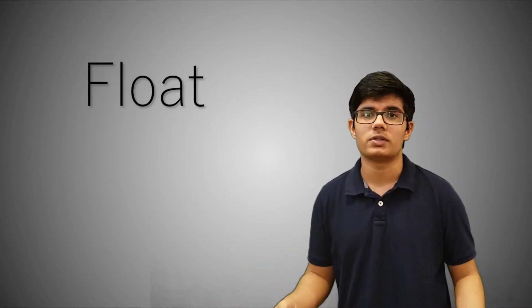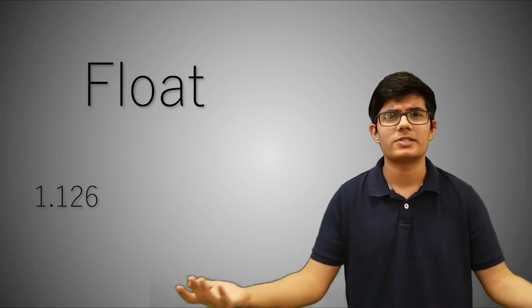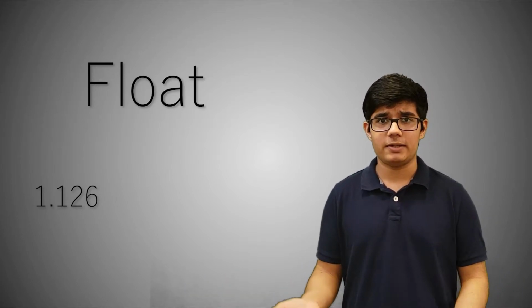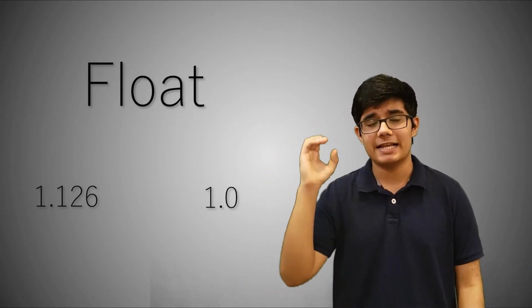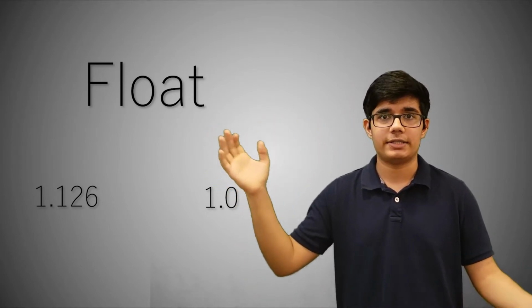Next, we can talk about floats. A float is any number that can have decimal places afterwards. A float can be 1.126 or it can be 1.0. It doesn't matter. It just has to have a decimal place after the number.